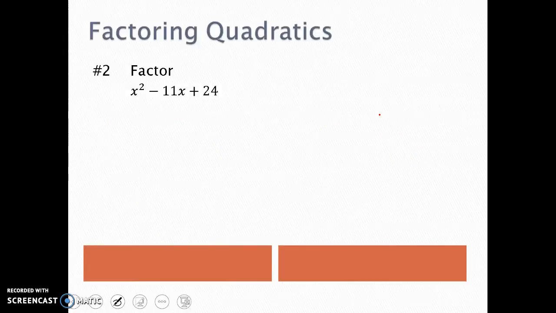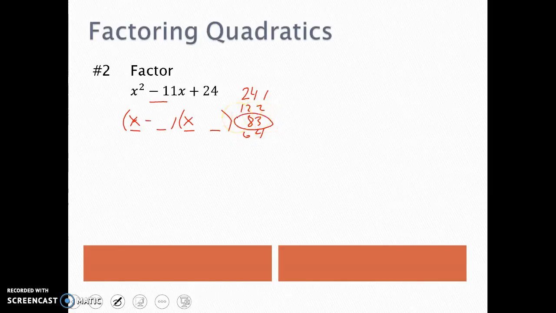This is a little bit more difficult because we have a negative number here. Process is going to be the same though. I'm going to start with something here and here that gives me x squared, so that's got to be an x times an x. Then I want something here and here that multiplies together to give me 24. So I can list the factors of 24 like 24 and 1, 12 and 2, 8 and 3, 6 and 4. And I'm trying to figure out somehow that I can get a negative 11.